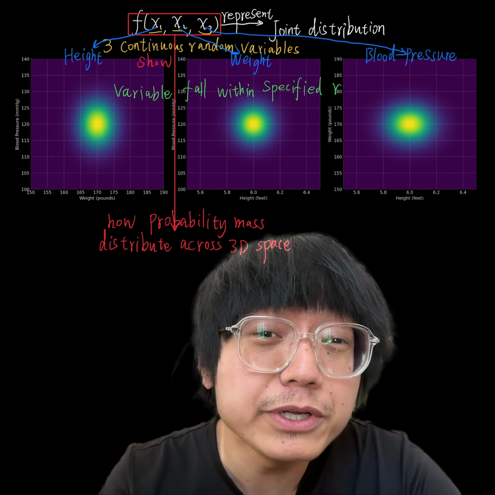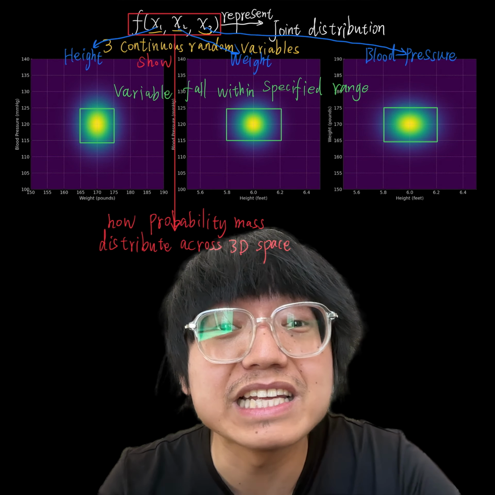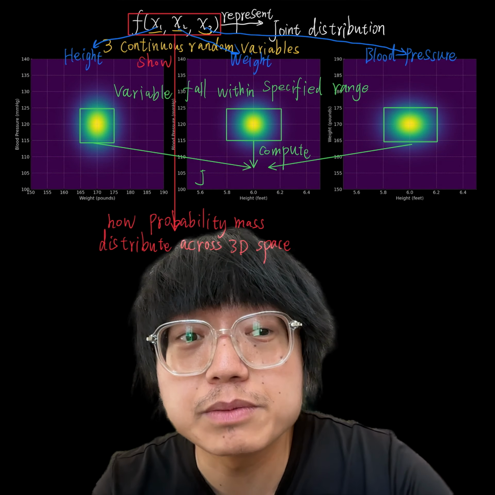So let's try to compute the joint probability that each variable falls within a specified range. Let's try to perform a triple integral over these respective intervals. So this process accumulates the infinitesimal probabilities across the defined volume in this three-dimensional space.